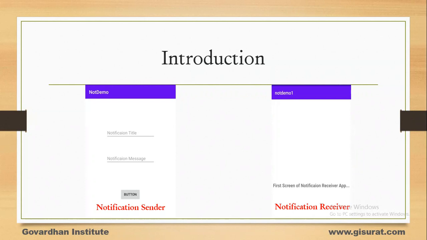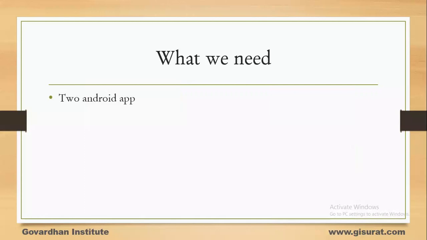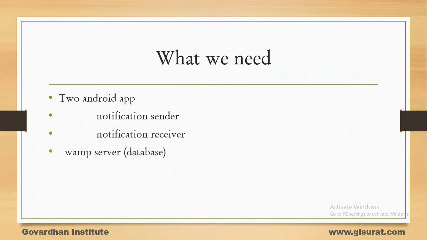So now guys, let me list out what we actually require. To perform this task, we require two applications. The first one is the notification sender and one more Android application, that is the notification receiver. Guys, we require one more thing to store the FCM key. So here I used a web server with a MySQL database to store the FCM key, and we require Firebase Cloud Messaging server to send the notification as well as to generate the FCM key.